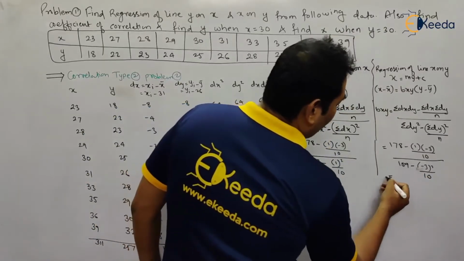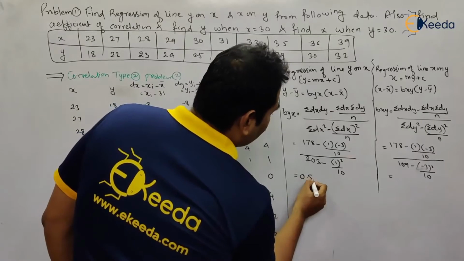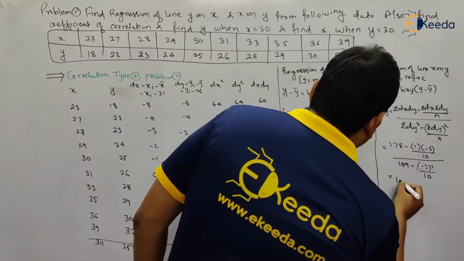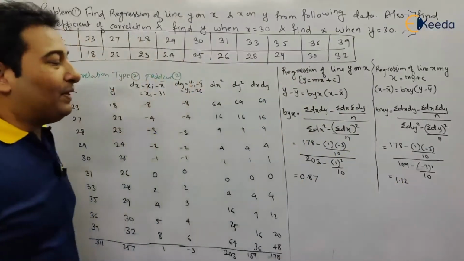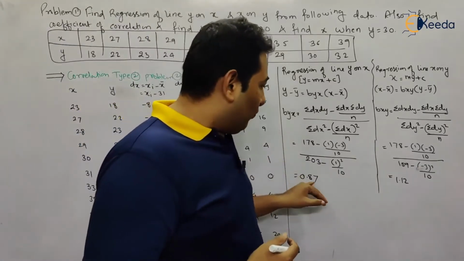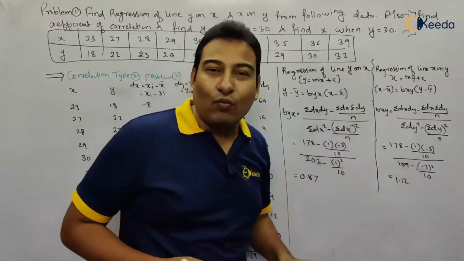Now there is no other option: you need to put this in the calculator and get the values of byx and bxy. Byx you will get as 0.87, please try doing it, and bxy you will get as 1.12. So this is your byx and this is your bxy. Let us put these values back into these equations so that we get the regression lines of y on x and x on y.